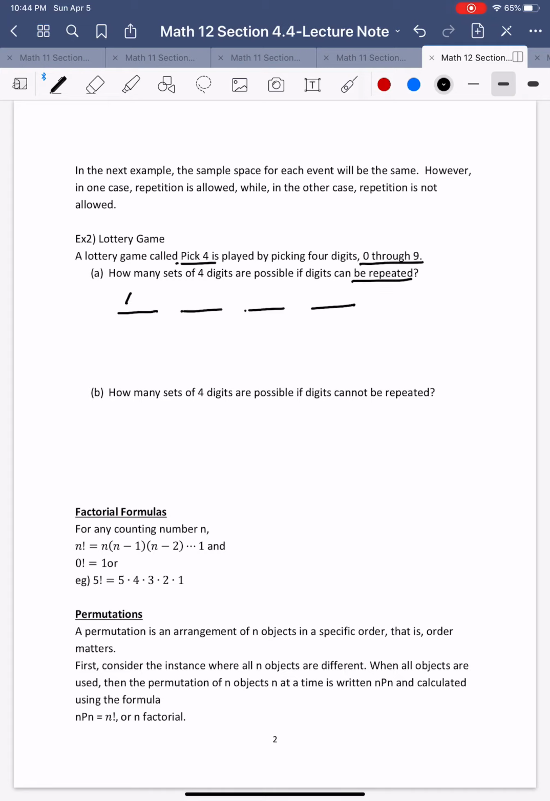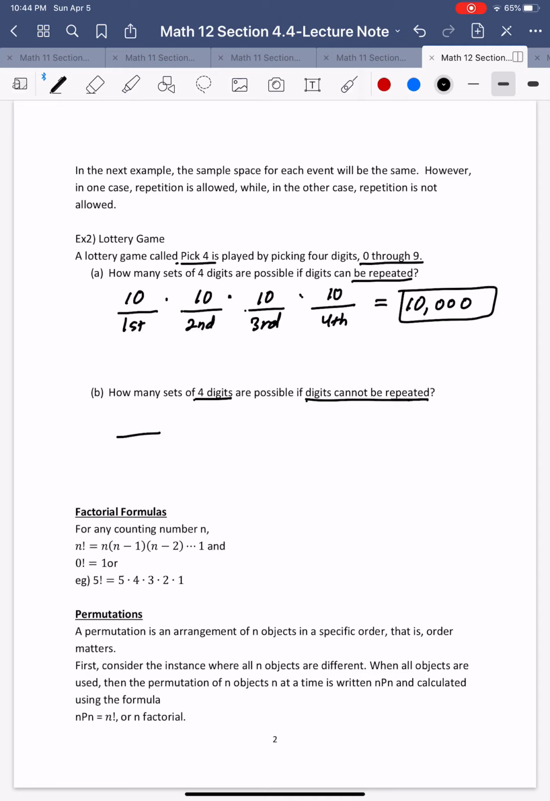So you have 10 digits you can choose the first time. And then the second number, you can choose another 10, as a third, another 10, as a fourth. So multiply 10 times 10 times 10 times 10, and it becomes 10,000 different ways. How many sets of the 4 digits are possible if the digits cannot be repeated?